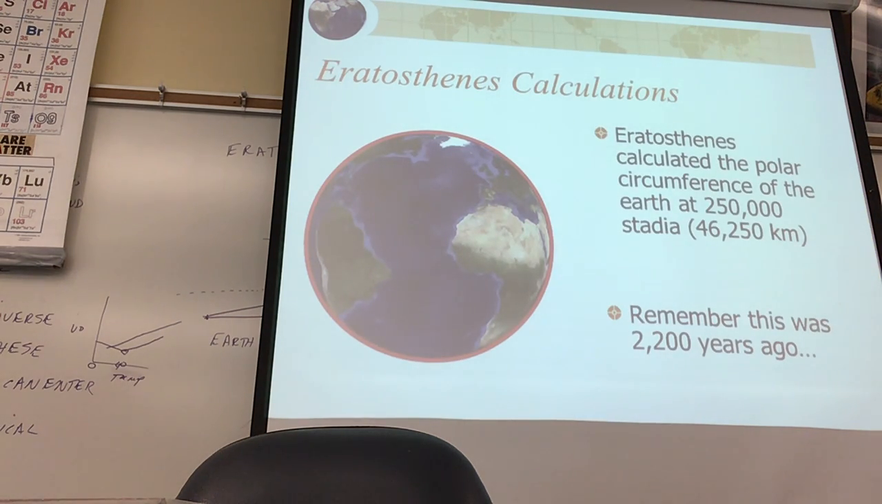Eratosthenes did this calculation 2,200 years ago and calculated the circumference of the Earth to be 250,000 stadia. Remarkably close, considering this was 2 millennia ago.